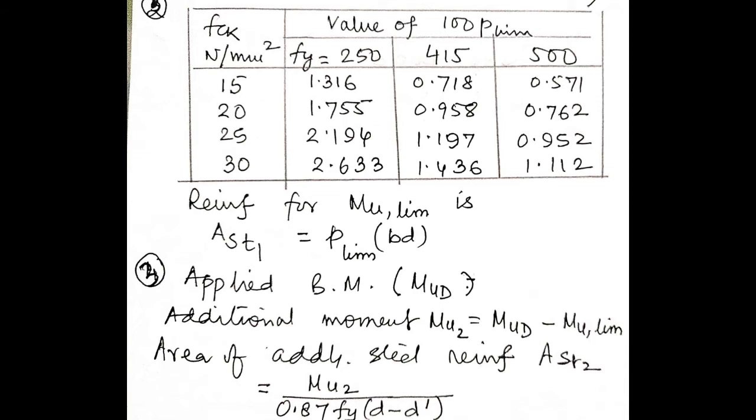So how to do that? Let us see that now. The area for this additional steel reinforcement is Ast2. That can be found out from the additional moment Mu2 divided by 0.87 fy within bracket (d minus d dash). What is fy? fy is the strength of the steel, d is the effective depth, and d dash is the clear cover. Generally we assume it as between 40 to 70 millimeter.